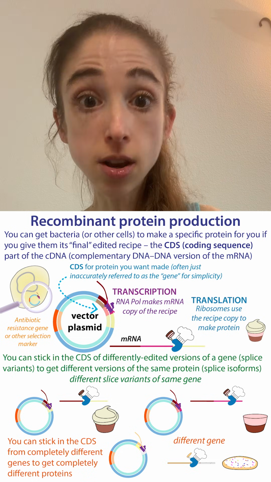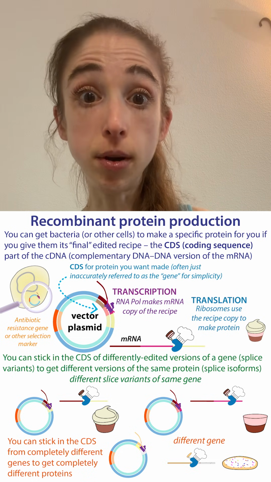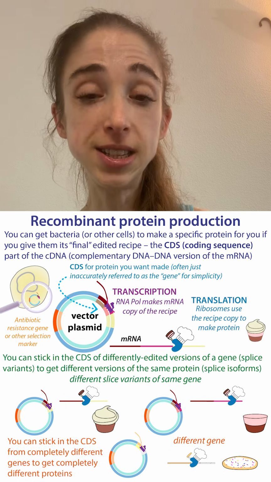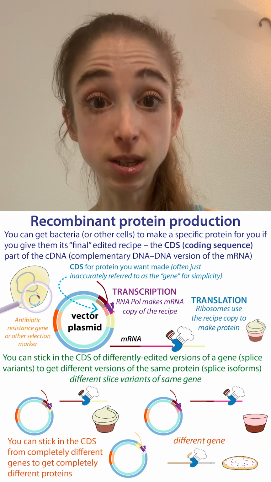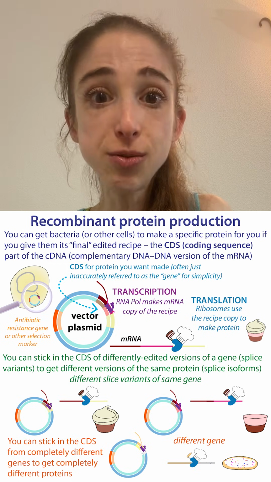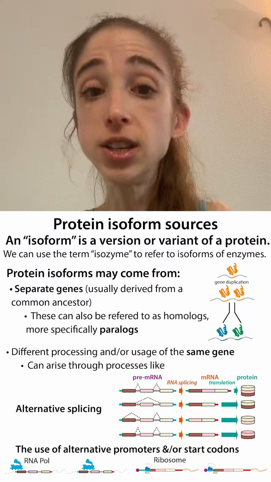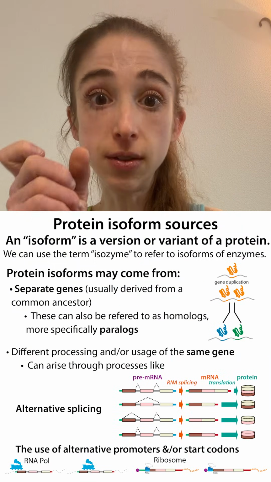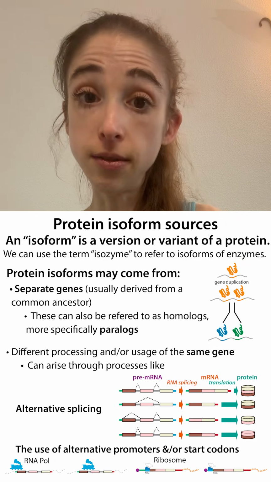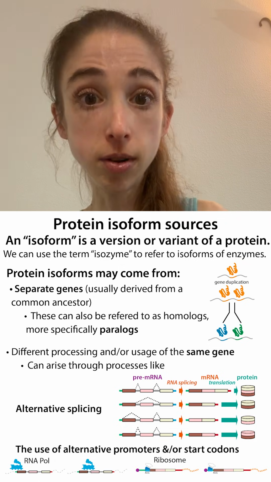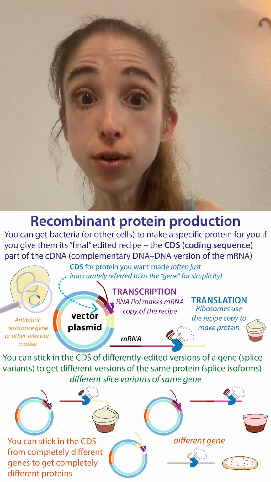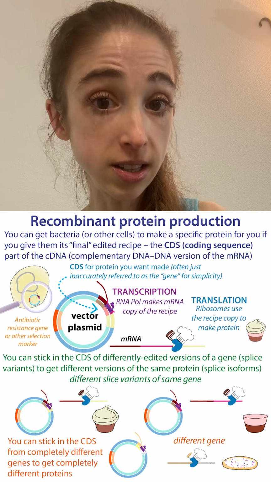For a few reasons. One is that if you were to stick in the part with still the introns into cells like bacteria, the bacteria don't actually have the splicing machinery in order to carry out the splicing. If you were to stick it into cells that did have that splicing machinery, they still wouldn't know which splice isoform to form, so which version of it, because you can remove different exons to form different versions or splicing isoforms of the messenger RNA and then of the protein. And so you need to stick in the CDS for the protein version, the isoform that you actually want.